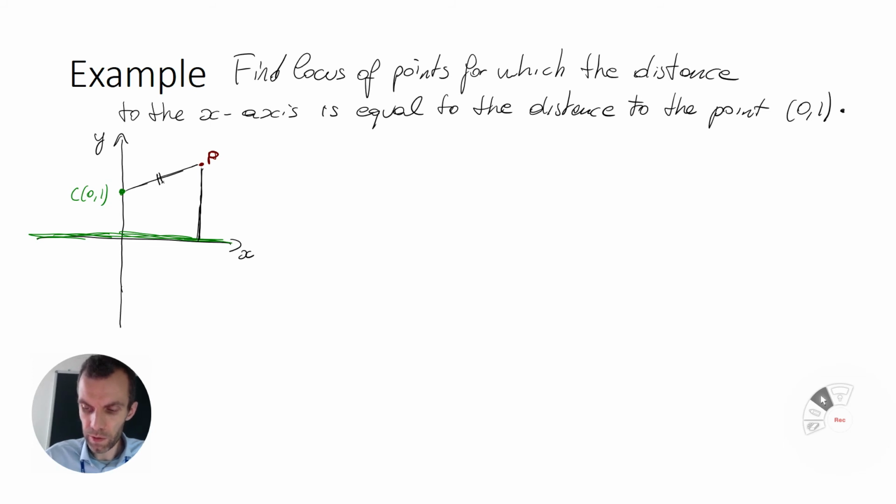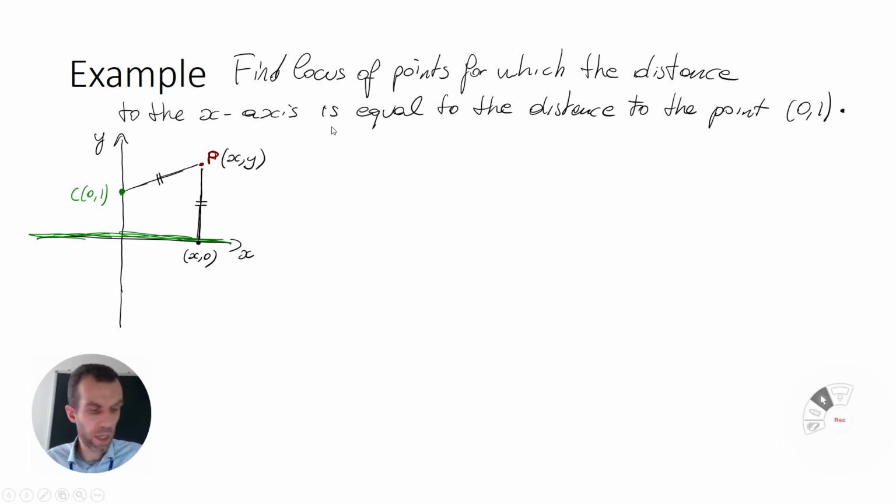So this length equal to that length. So let's give P some coordinates. Let's call it x and y. And then we know that the coordinates of this point right here are x, 0. And what can we now say about our conditions?